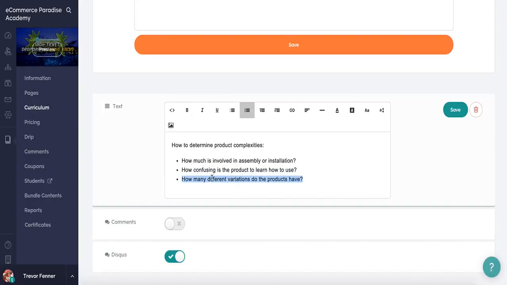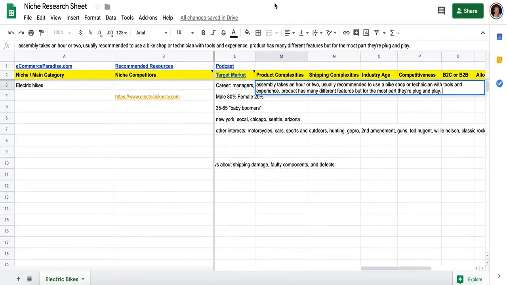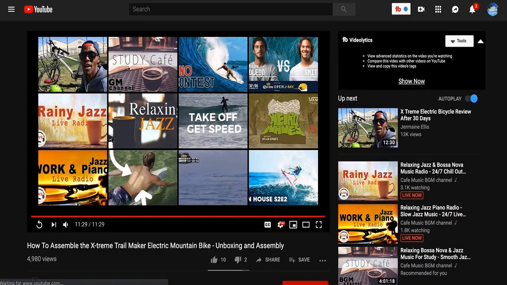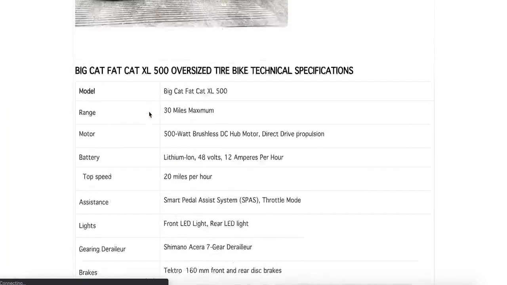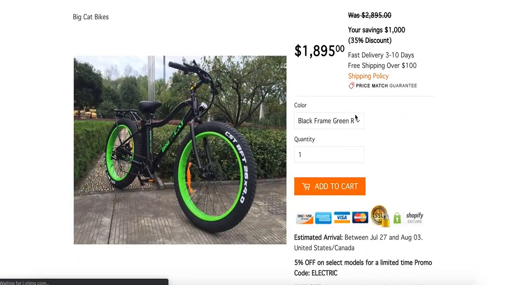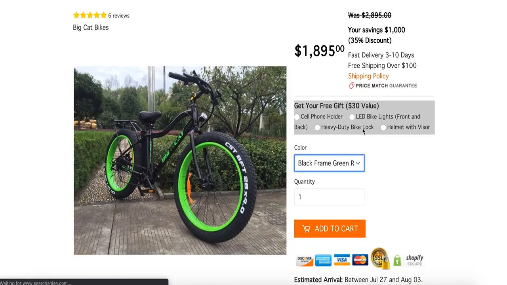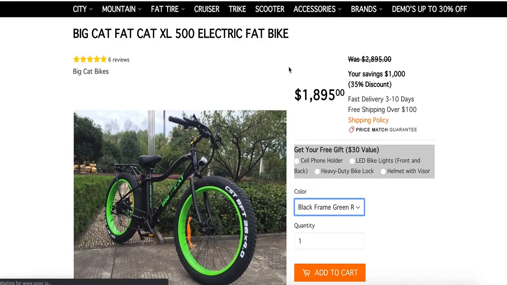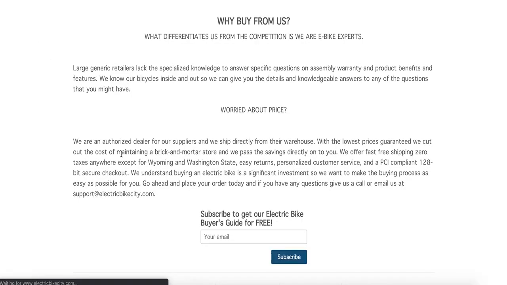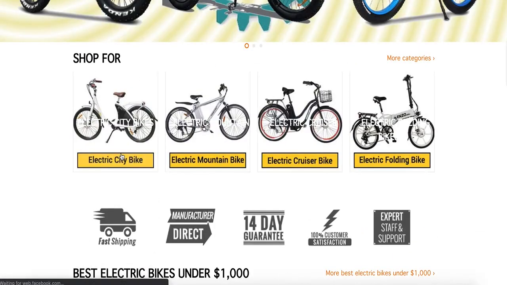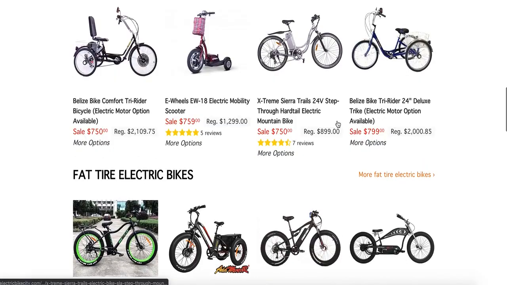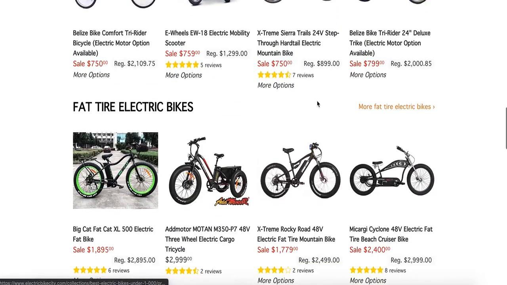Next thing, how many different variations do the products have? Well, you can discover that on the website. So that's really easy to do, right? Just look at the products page and see how many variations they have. In this case, it's just the color. And it's the same product with different colors. So that's cool. But some products might come in different variations. Just looking at the listings, I can see there's certain things like 24V means 24 volt, 48V means 48 volt.